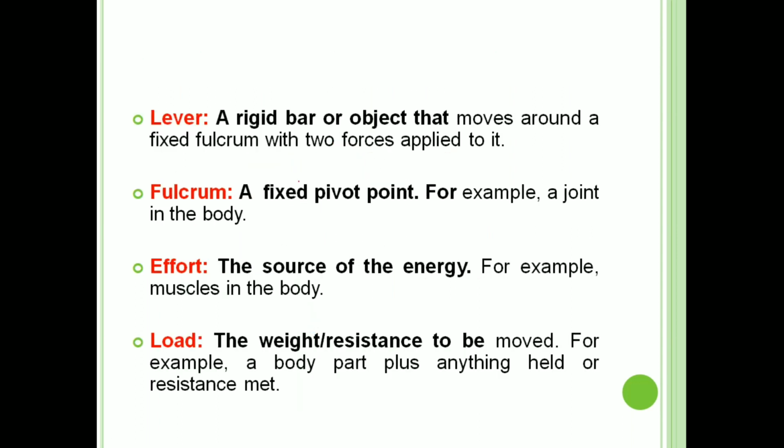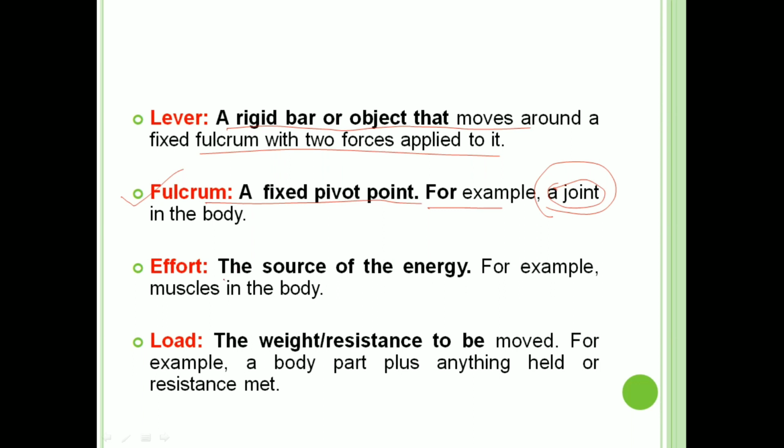So let's see in detail. Lever, as I have told you already, is a rigid bar or object that moves around a fixed fulcrum with two forces applied on either end. So what is fulcrum? It is a fixed pivot point. Now in the human body, a joint is always going to be considered as a fulcrum. So how are you going to correlate with the human body? Fulcrum will always be correlated with the joint of the human body.